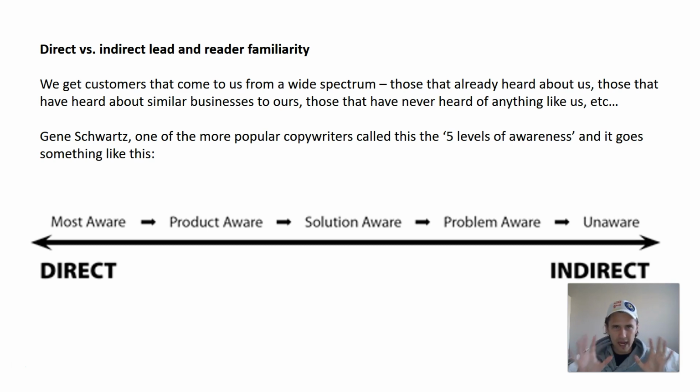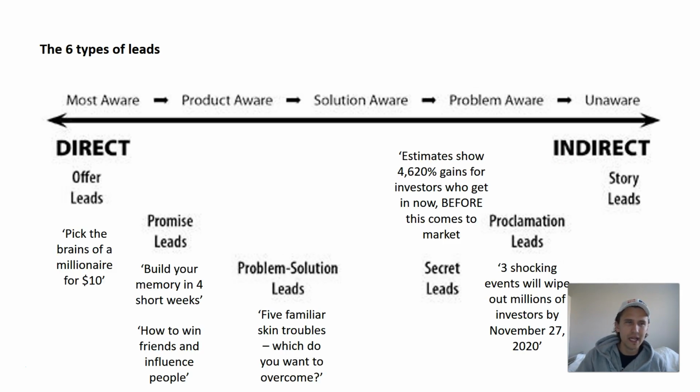So with this book, I was able to realize that, hey, there's more than one type of customer in the world, right? So the 6 types of leads he talks about, and the authors have a ton more examples, but for example, for direct, you need to do an offer lead. So straight to the offer: pick the brains of a millionaire for 10 bucks, buy apples from company X for 10 bucks, whatever, right? You're going straight to the offer because you don't need to do much work. Offer leads are very simple. Anyone can do them. Hey, buy this for 10 bucks.